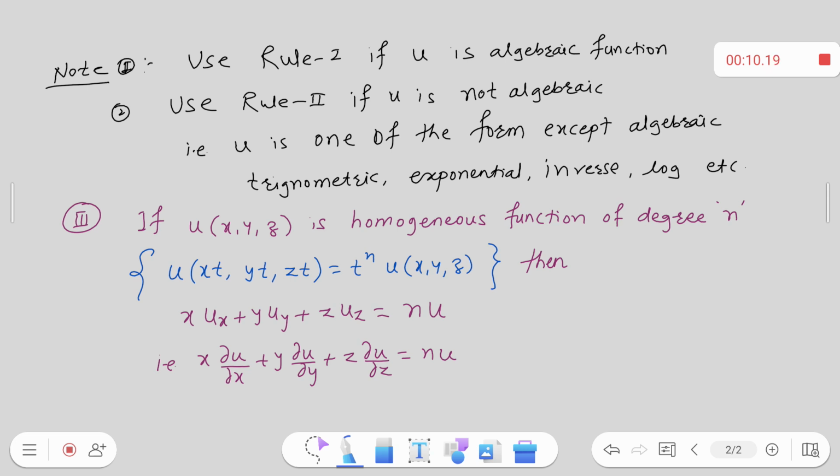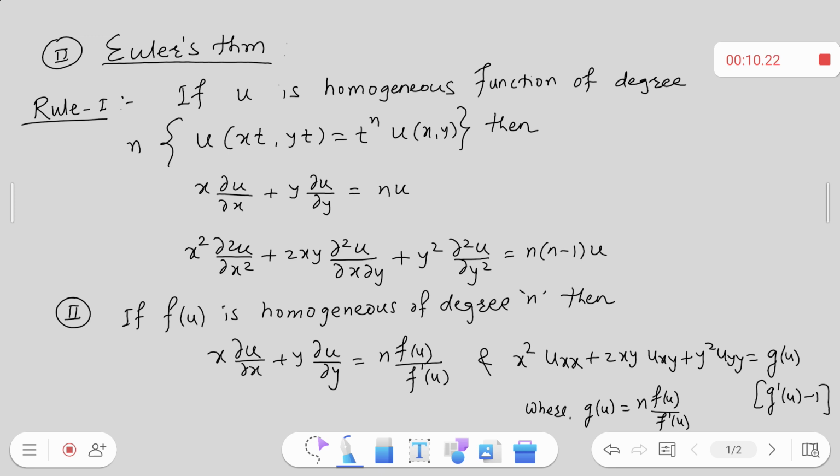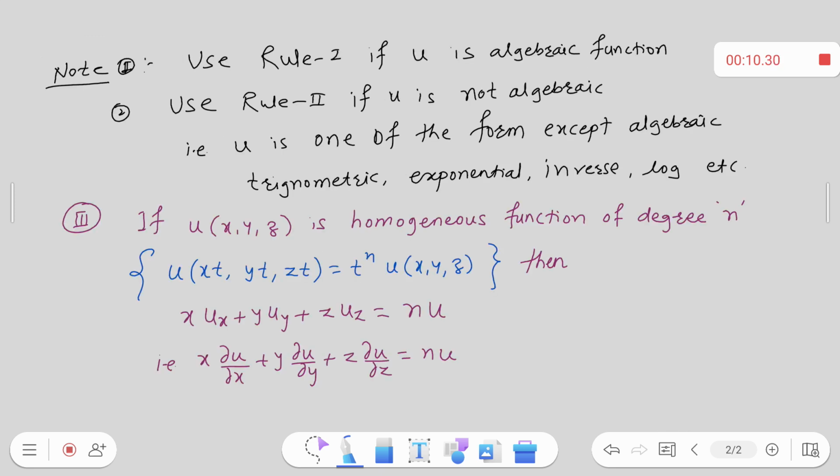In the first statement, u is a function of two variables, so here we find first order as well as second order derivative. But in the third statement, Euler's theorem is applicable only for first order derivative, not for second order. From the third statement, we get only the sum of first order derivatives, and it is n times u.